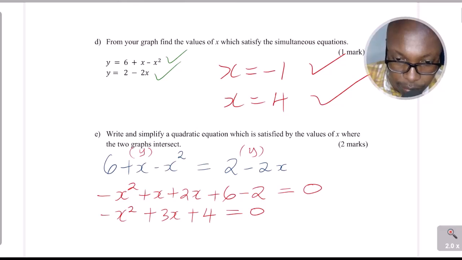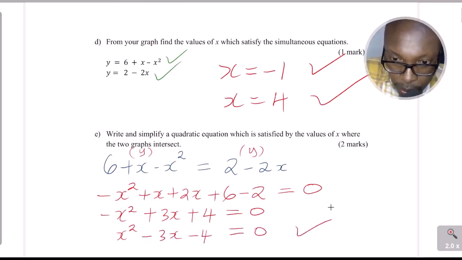You can eliminate the negative coefficient of x squared by multiplying each value by negative. Multiply each value by negative, you get x squared, subtract 3x, subtract 4 is equal to 0. So that is the simplified quadratic equation which is satisfied by the values of x where the 2 graphs meet.